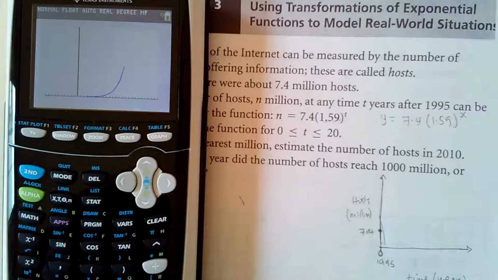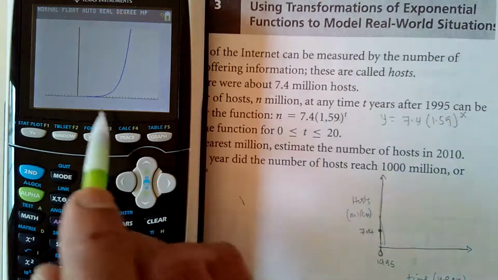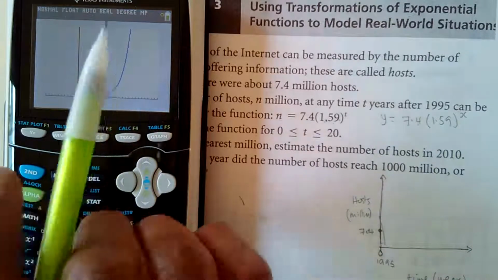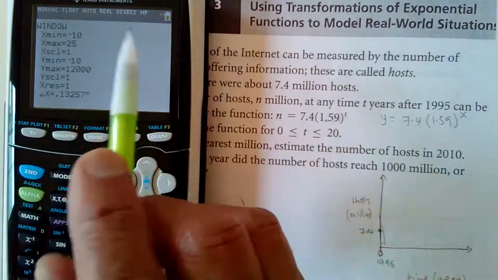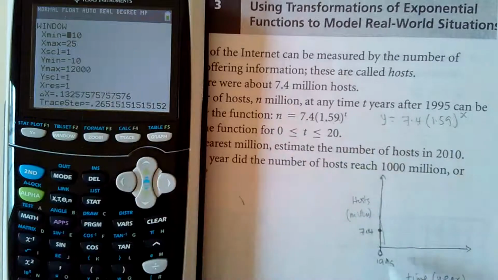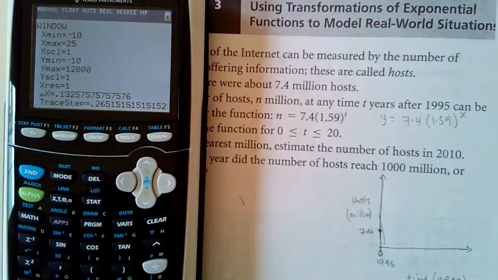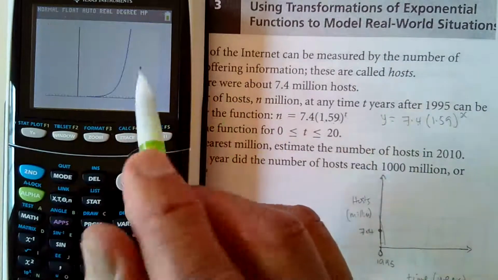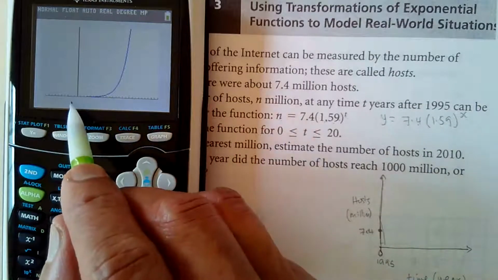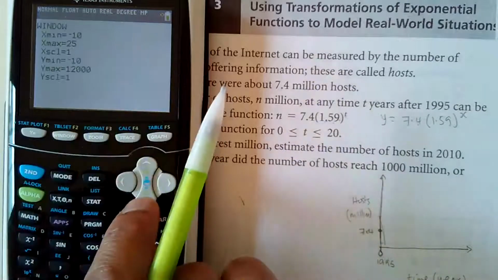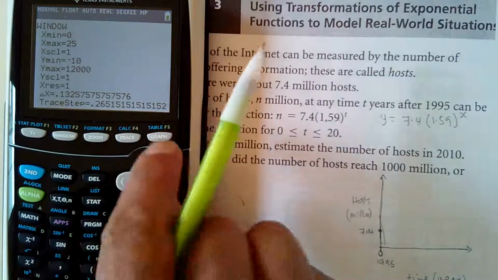Now this is my years. So I'm going to set my window. I'm going to go up to 25 years from 1995. So I have up to 2020, up to this year here. So the 2020 is from 1995. So I'll set my calculator, remove 0.